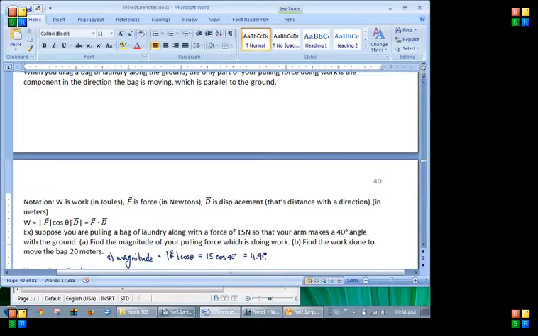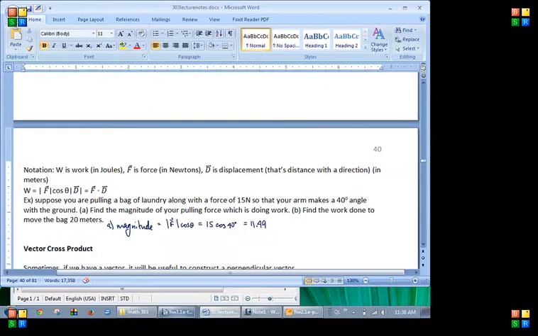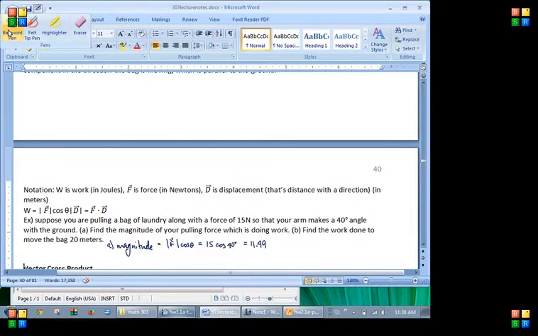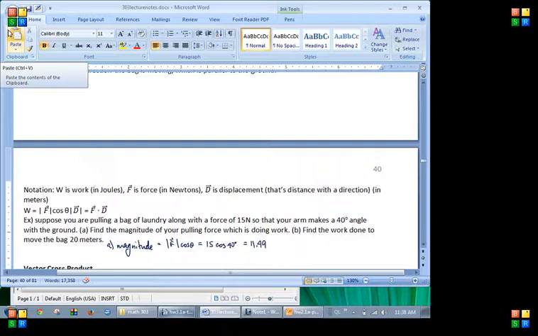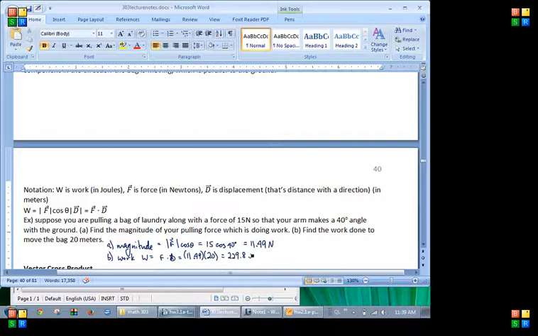Okay, great. So now we want to find the work done to move the bag 20 meters. Now that we've already found the magnitude, we can simply use force times distance. The part of the force doing the work is 11.49 newtons, times the distance, which is 20 meters. That gives 229.8, and this is work, so that's joules.